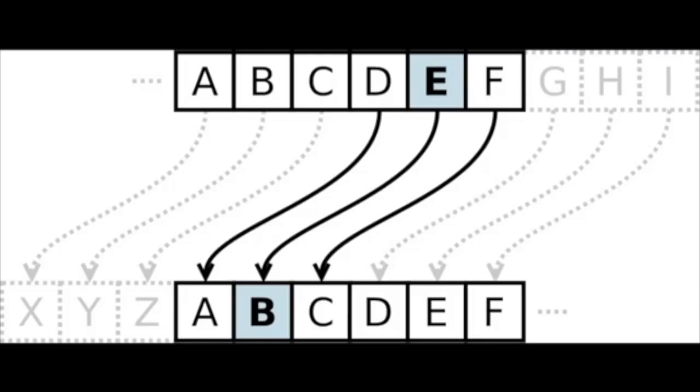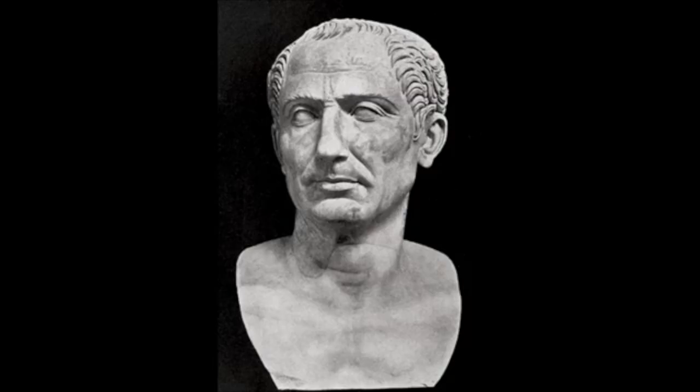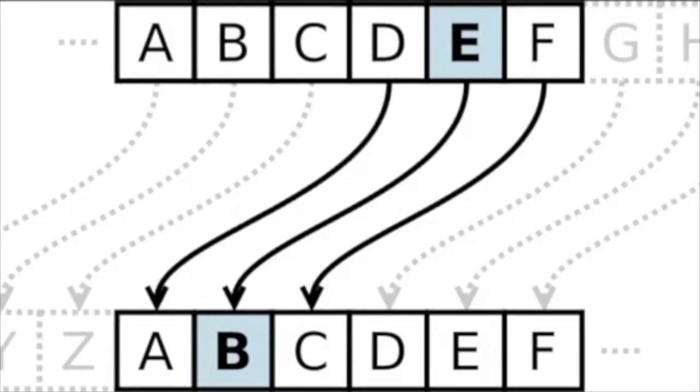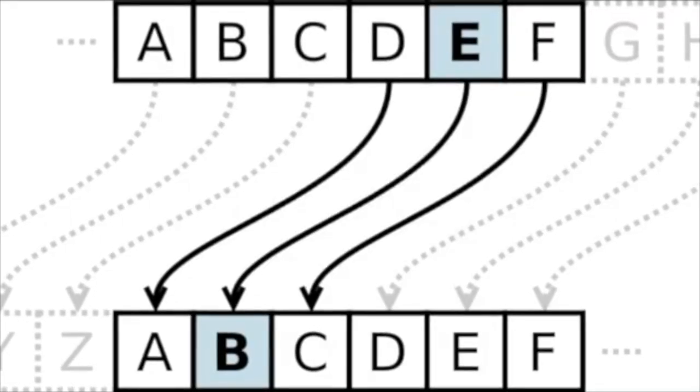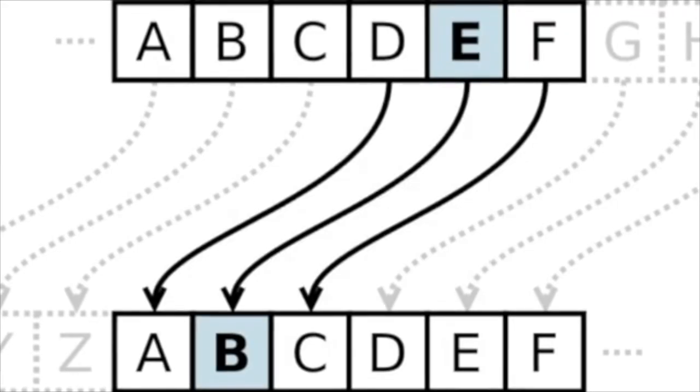For example, with a left shift of 3, D would be replaced by A, E would become B, and so on. The method is named after Julius Caesar, who used it in his private correspondence. A construction of 2 rotating disks with the Caesar cipher can be used to encrypt or decrypt the code.